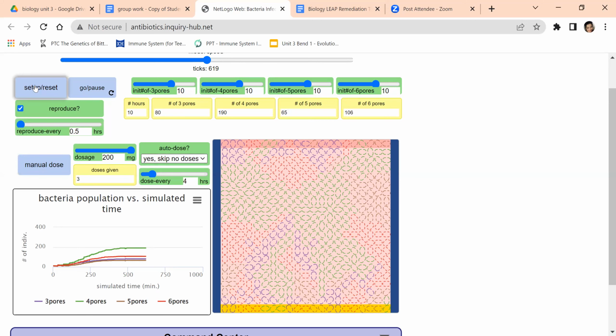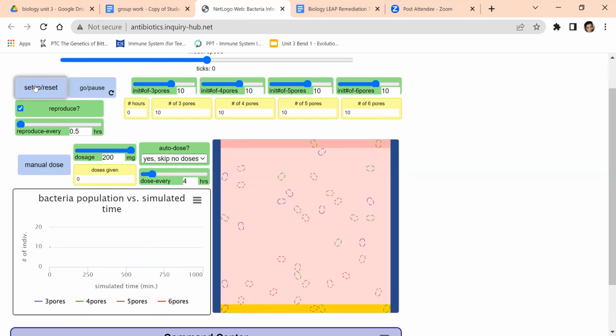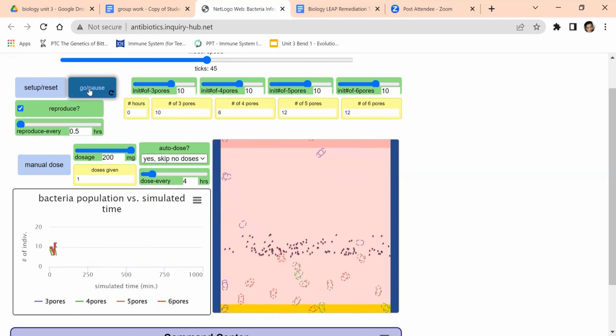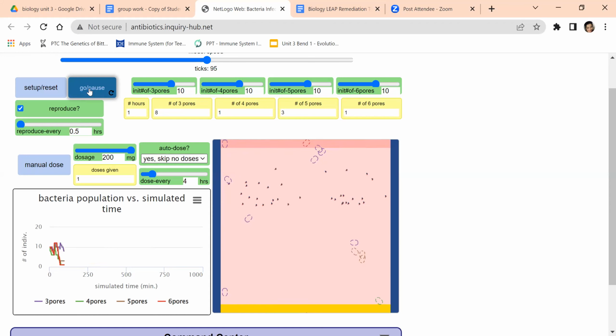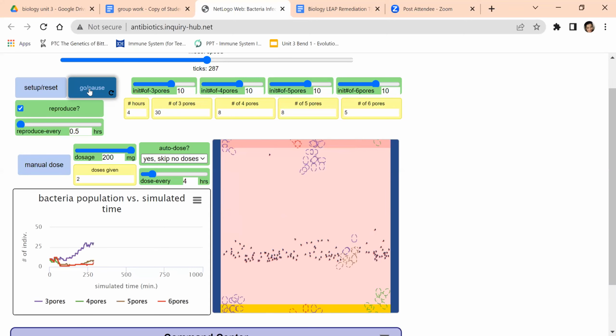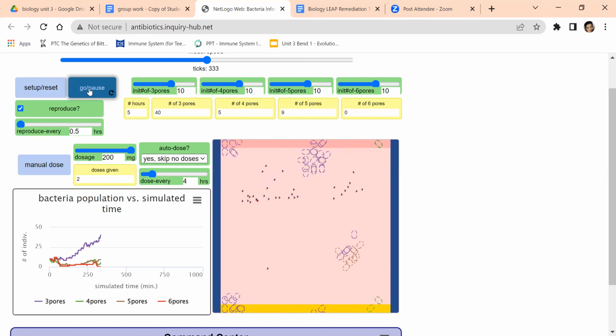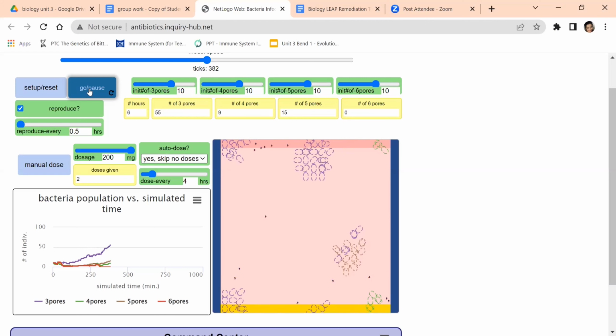And so let me reset this, and we're back to just 10 of each of the different varieties of the bacteria. And so now let's see what happens when we increase our dose. Okay, so there goes our antibiotics. And they did a really good job in that first dose. They eliminated a lot. And they're continuing to work, but the bacteria keep reproducing.